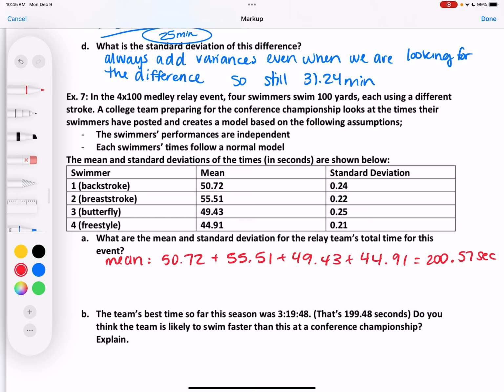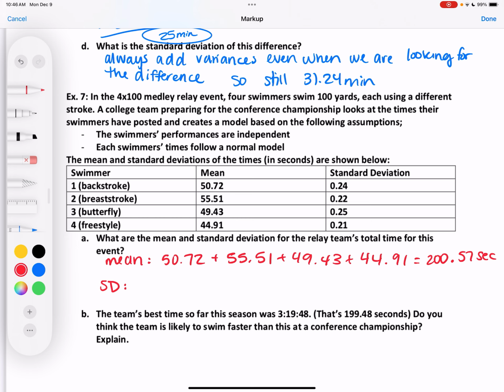Any ideas what I need to do to find the standard deviation? Isn't it like the... Oh wait, never mind. That one is the other one. So it gives us all their individual standard deviations. Would it be like 0 plus things? Like 1 plus 50.72 squared? No. Okay, yeah, I don't know that.